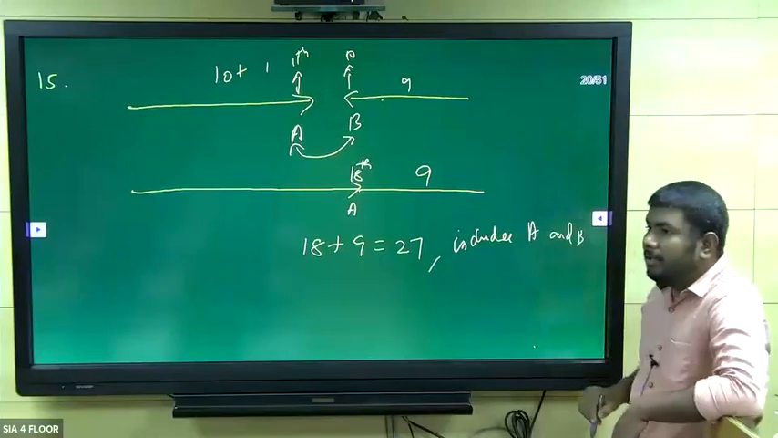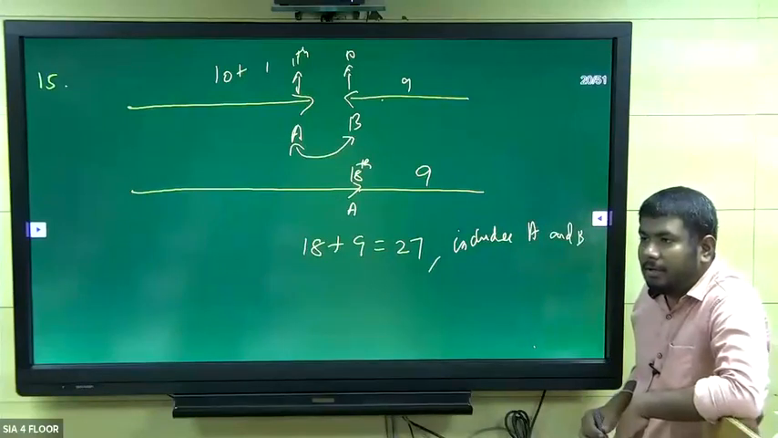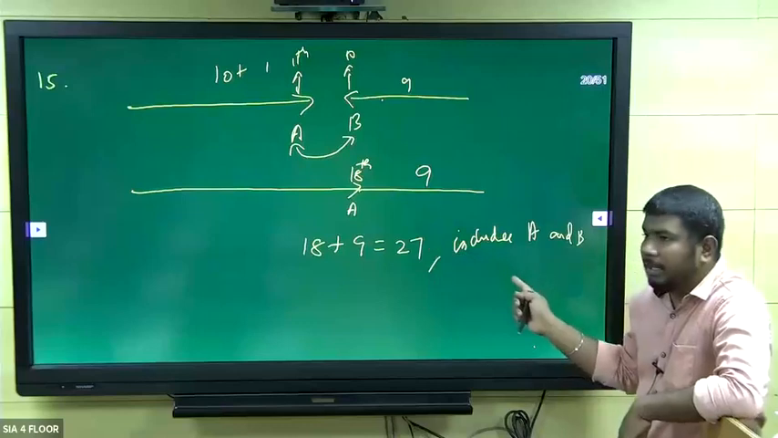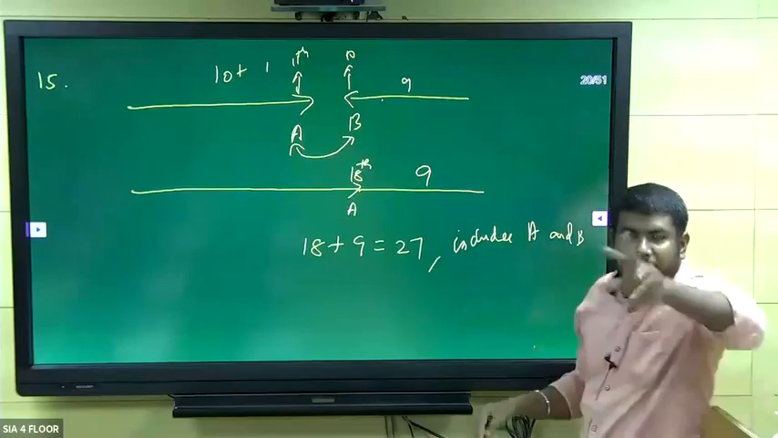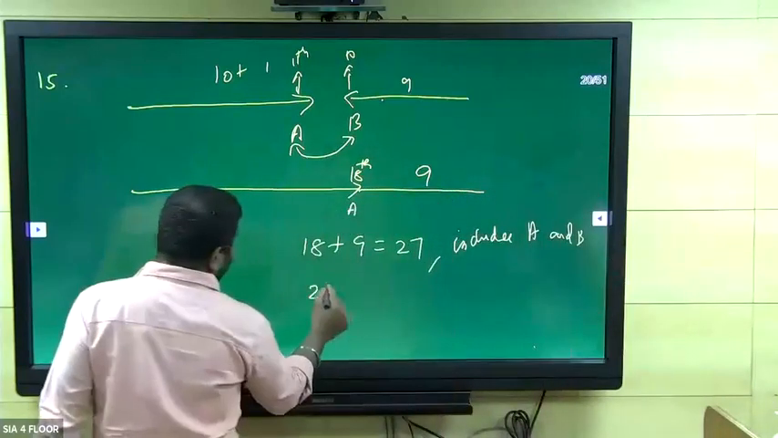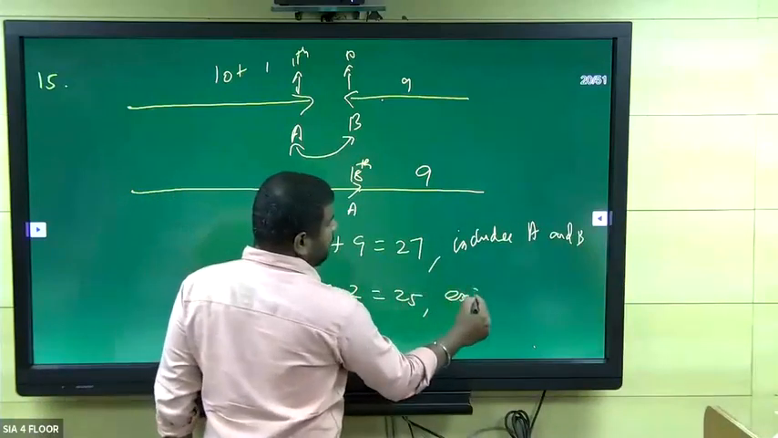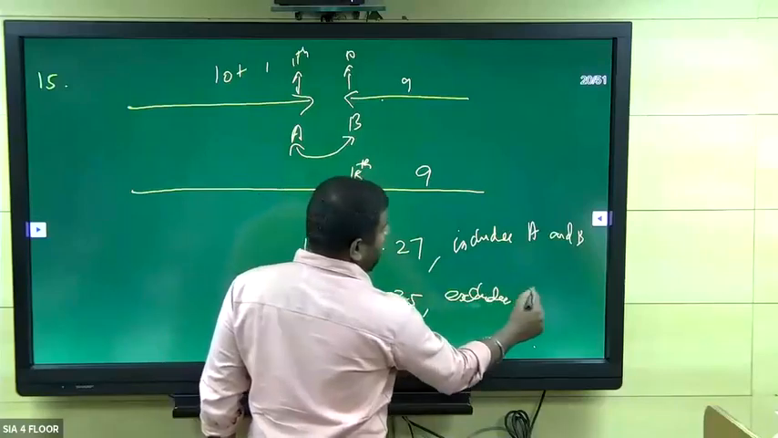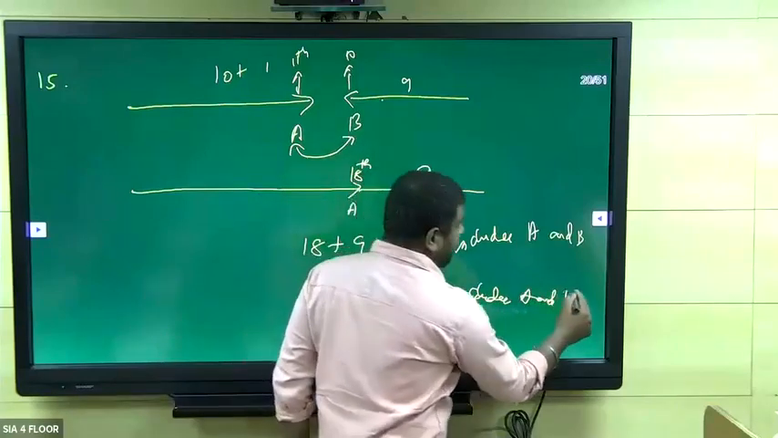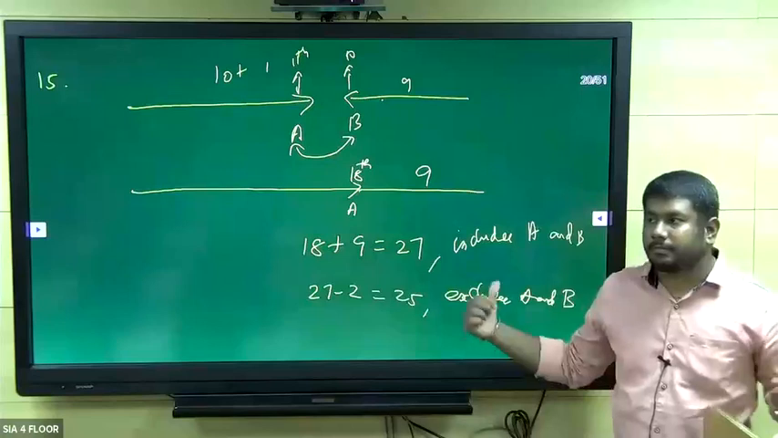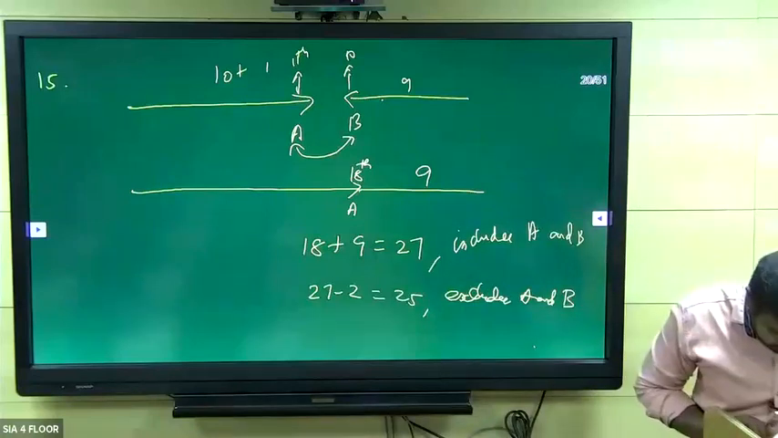But what is the question? What is our question? How many persons are there other than A and B? So we need to remove 2 persons, right? 27 minus 2, 25. Exclude A and B. Clear?